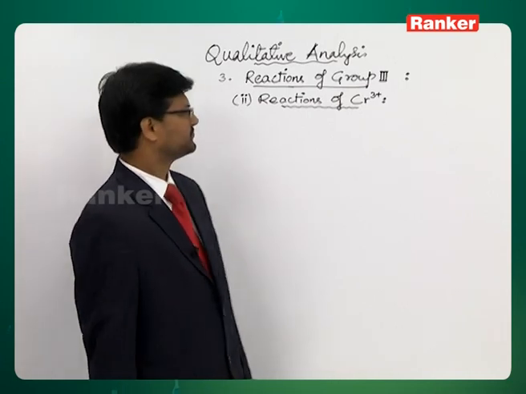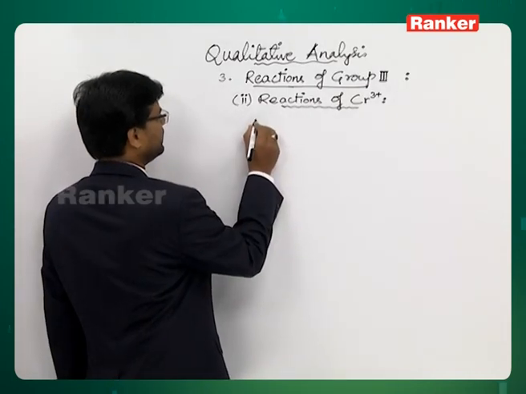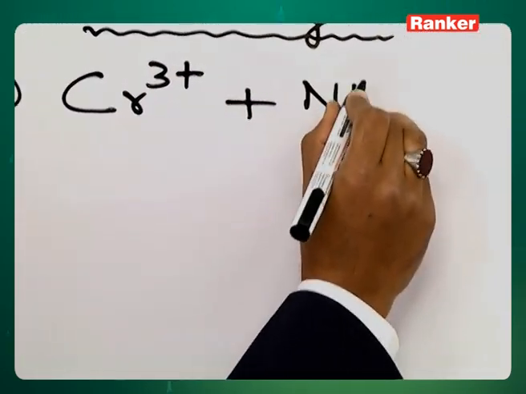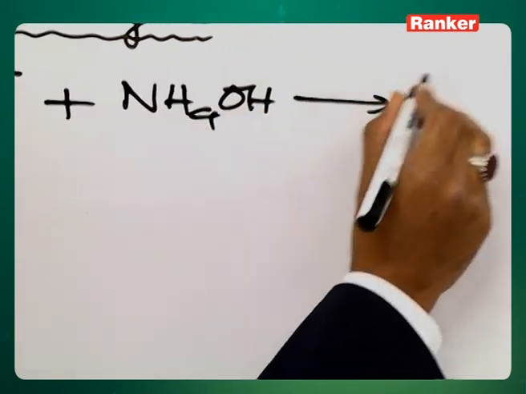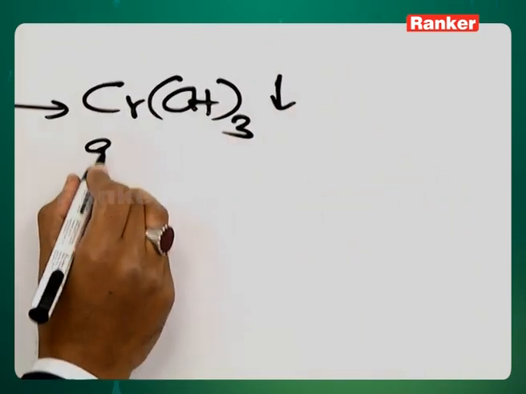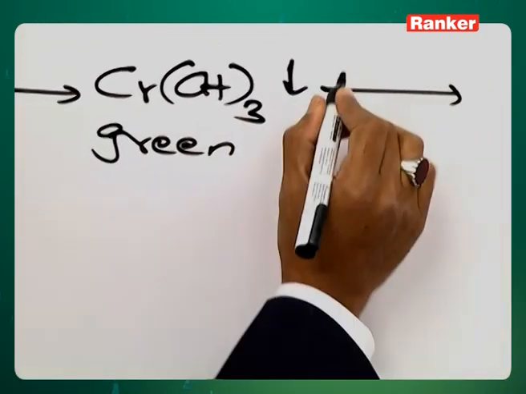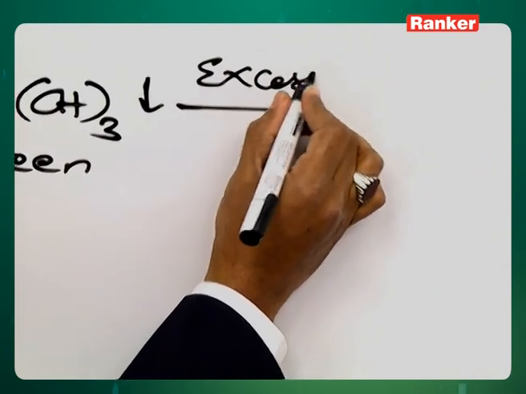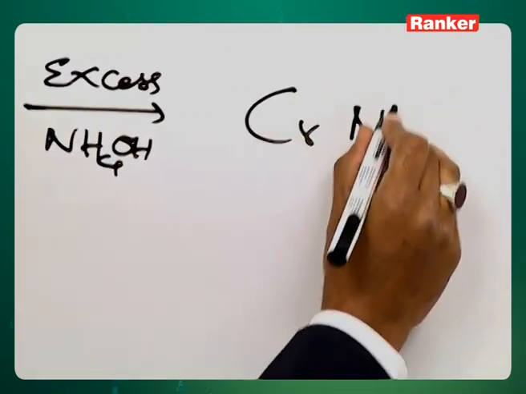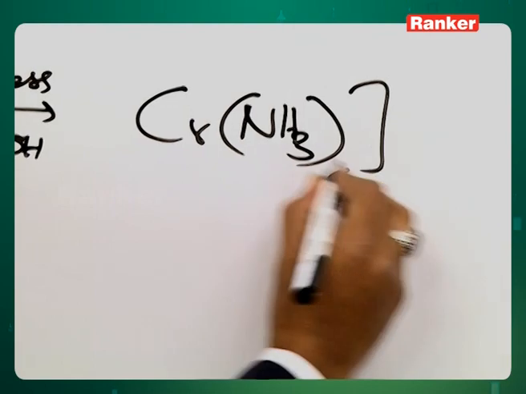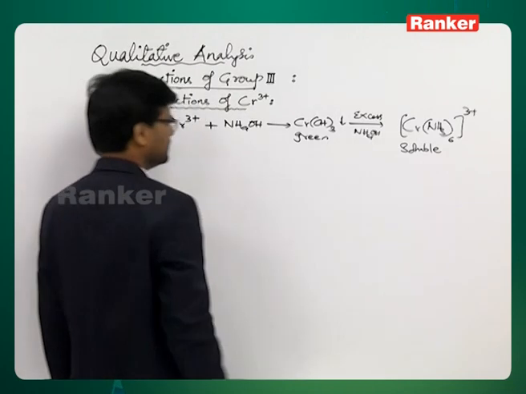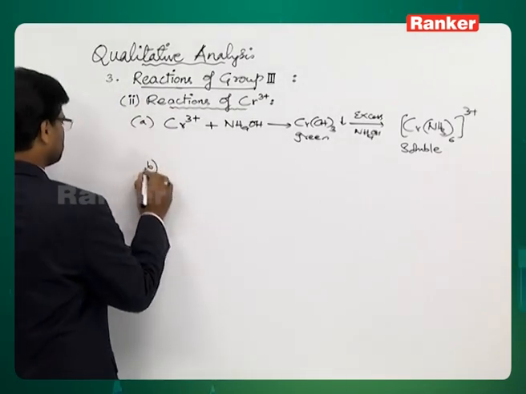Reactions of Cr3+. A salt solution containing Cr3+ is treated with ammonium hydroxide. You initially get Cr(OH)3, a green colored precipitate, and if you add excess ammonium hydroxide, then a soluble complex [Cr(NH3)6]3+ is formed. It's a soluble complex.